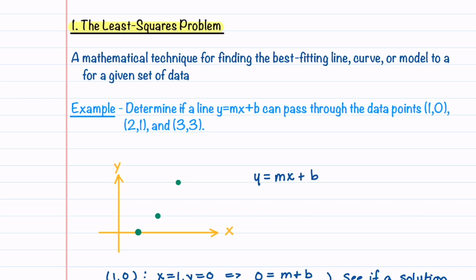The least squares problem is a mathematical technique for finding the best fitting line, curve, or model for a given set of data. To better understand the least squares problem, let's look at an example where we're asked to determine if a line y = mx + b can pass through the data points (1, 0), (2, 1), and (3, 3). I've plotted these three data points, and at first glance, it looks like there is not going to be a line y = mx + b that can pass through all three of these points.